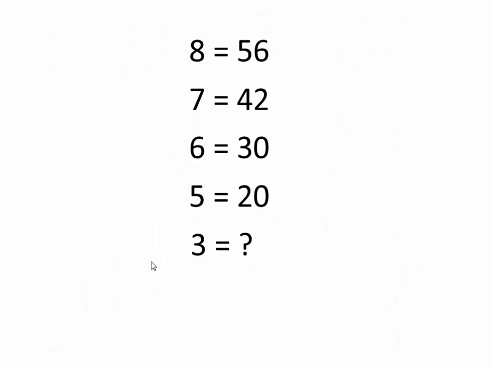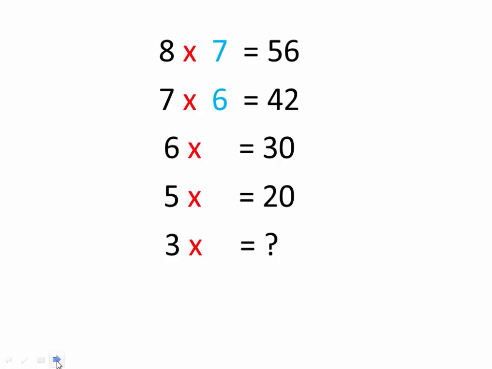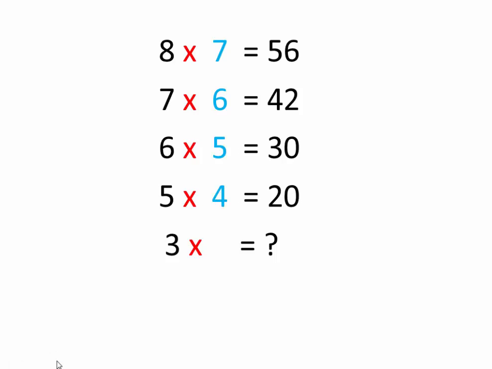Basically what we're going to do is see what we could do to the numbers on the left to get the numbers on the right. If you know your times tables well, you'd be able to see that all of the answers on the right are actually answers to the times tables on the left. So 8 times something would give us 56, 7 times something would give us 42, and so on. So 8 times 7 will give us 56, 7 times 6 will give us 42, 6 times 5 will give us 30, and 5 times 4 will give us 20.